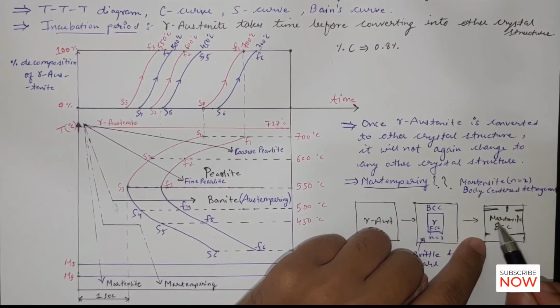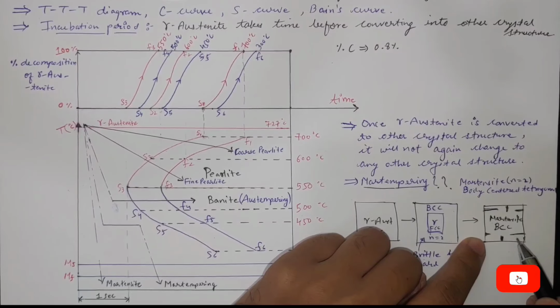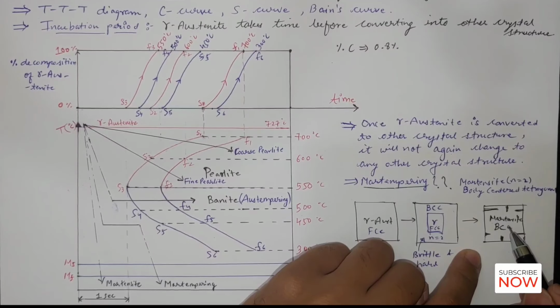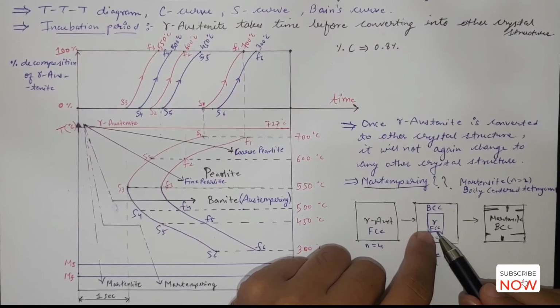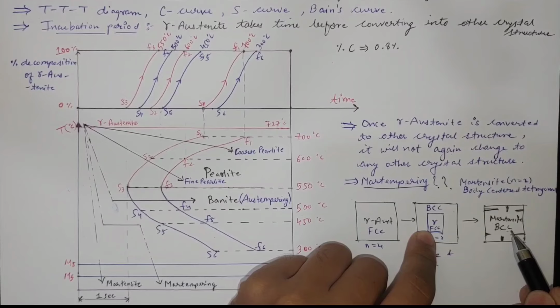So when it fully converts to martensite BCC, the surface will get brittle cracks. There will be crack formation and the surface will open up because the inside region will expand, because the inside region was already FCC and is now converting to BCC, which is much less dense.